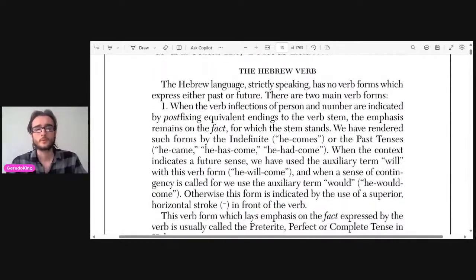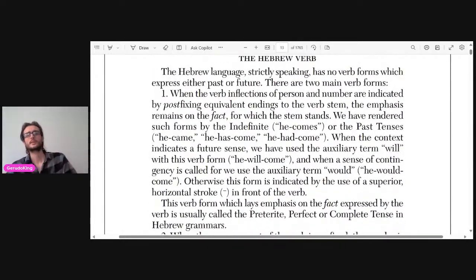Then we have the Hebrew verb. The Hebrew language, strictly speaking, has no verb forms which express either past or future. There are two main verb forms. One, when the verb inflections of person and number are indicated by post-fixing equivalent endings to the verb stem, the emphasis remains on the fact for which the stem stands.